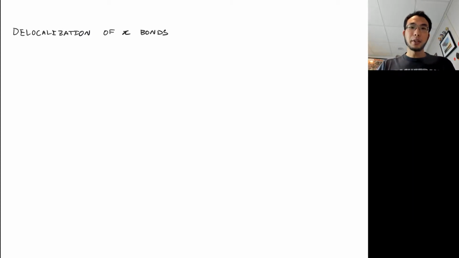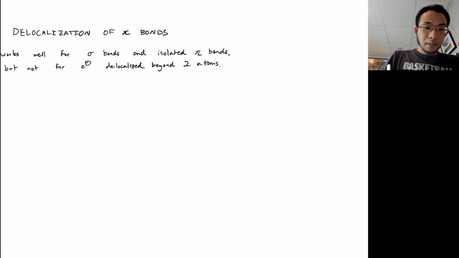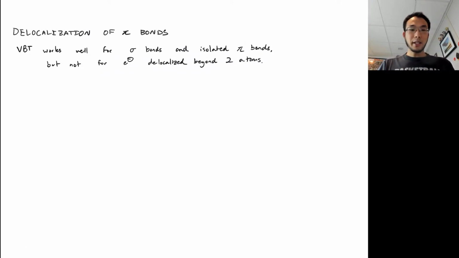In this video, we will learn about how to use our theories of bonding, so valence bond theory and molecular orbital theory, to explain some observations that have been made, which is that pi bonds tend to interact with each other and undergo extended delocalization beyond just two atoms at a time. So it turns out that valence bond theory does work very well for sigma bonds and isolated pi bonds, but it doesn't do a good job of explaining when an electron is delocalized beyond two atoms.